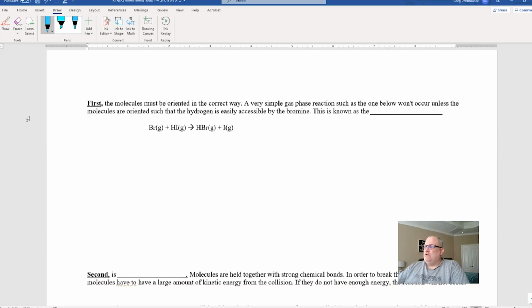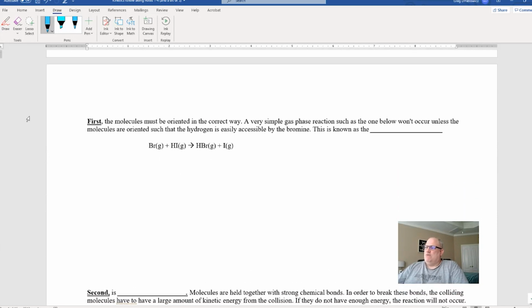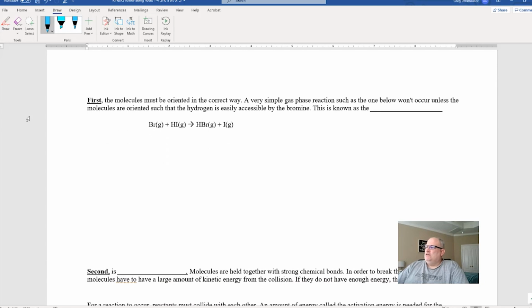So first of all, we're going to talk about how molecules are oriented. If we take a look at the reaction below here, Br reacting with HI, not only do molecules have to hit each other, but they have to hit each other in the right way. This is known as the steric factor. It's a weird word, steric factor.